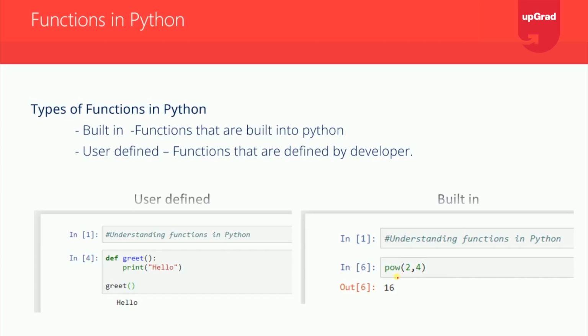Pow is for power. We have used some other functions as well, such as range, which is also an example of a built-in function, and type. We use the type function for extracting the data type of the given variable. So these are some examples of built-in functions.